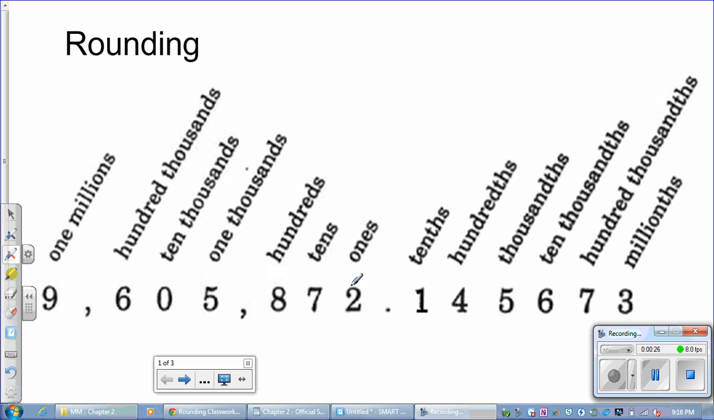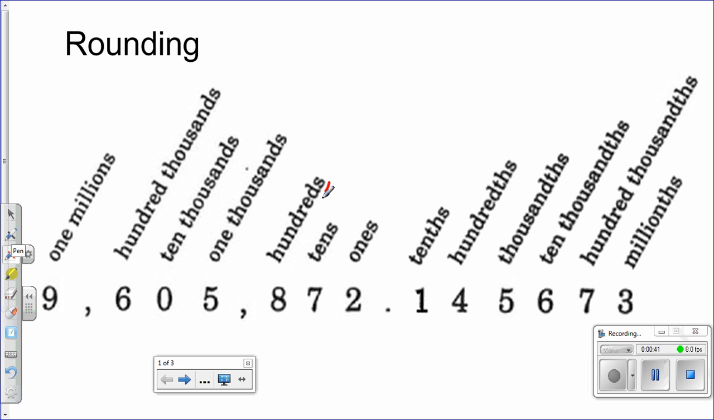I'm not going to spend too much time. We've got the ones digit, 10s, 100s, 1,000s, 10,000s, 100,000s, and then the millions. And then we get 10 millions, and then 100 millions, and onwards from there. But notice the endings: they end in S. Here we're looking at tenths, hundredths, thousandths, 10,000ths, 100,000ths, and millionths, ending in TH.